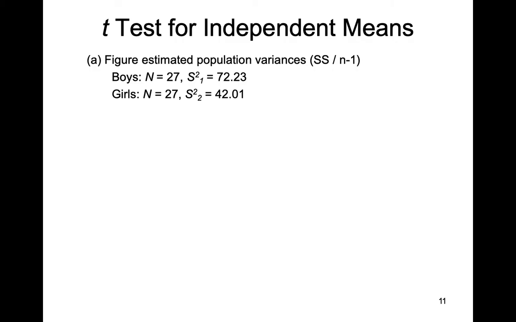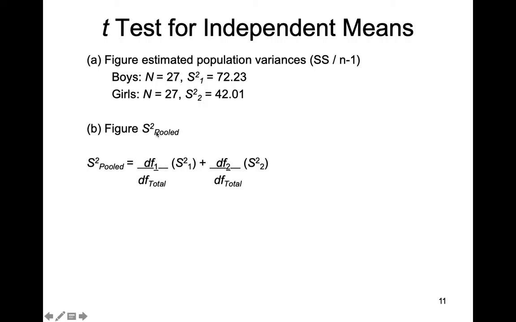Okay, so once we've figured out our estimate of population variance from both boys and girls, our estimate for boys is 72.23, and our estimate for girls is 42.01. Because of the homogeneity of variance assumption, we're going to pool those estimates together. We do this by taking a weighted average. We're going to weight each estimate of variance by its sample size. Notice here that sample size is equal, and so it's possible to just take the simple average of 72.23 and 42.01, and that will give us our pooled estimate of variance.